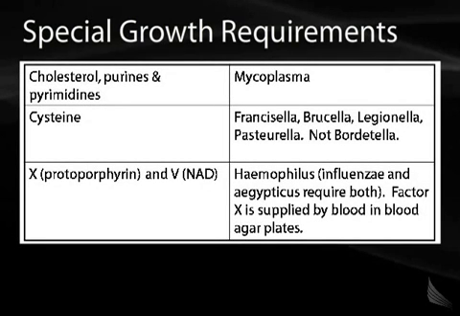There are special growth requirements which are high yield for Step 1. Mycoplasma in specific needs cholesterol and purines and pyrimidines in order to replicate. Some of the zoonoses, like Francisella, Brucella, Legionella, Pasteurella, but not Bordetella, require cysteine. Haemophilus is an interesting bug. It requires both factor X and factor V. Factor X is the protoporphyrin, and factor V is NAD. Influenzae and aegyptius require both factor X and factor V. Factor X is supplied by blood in blood agar plates.